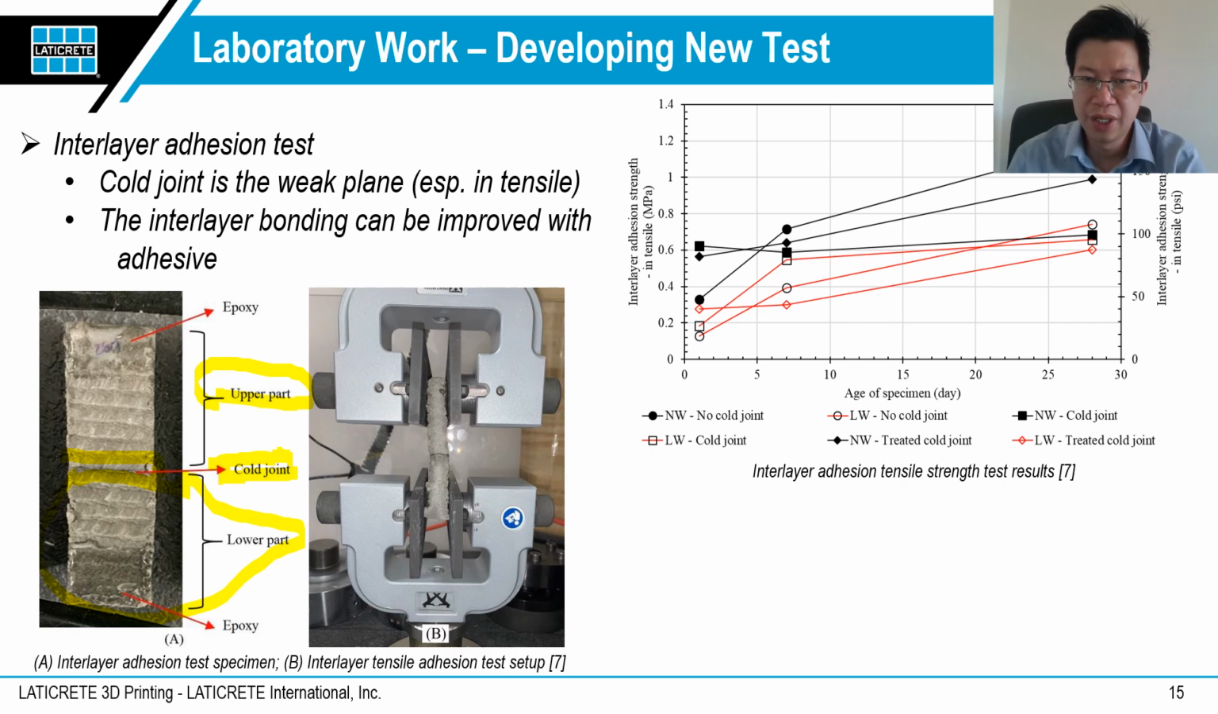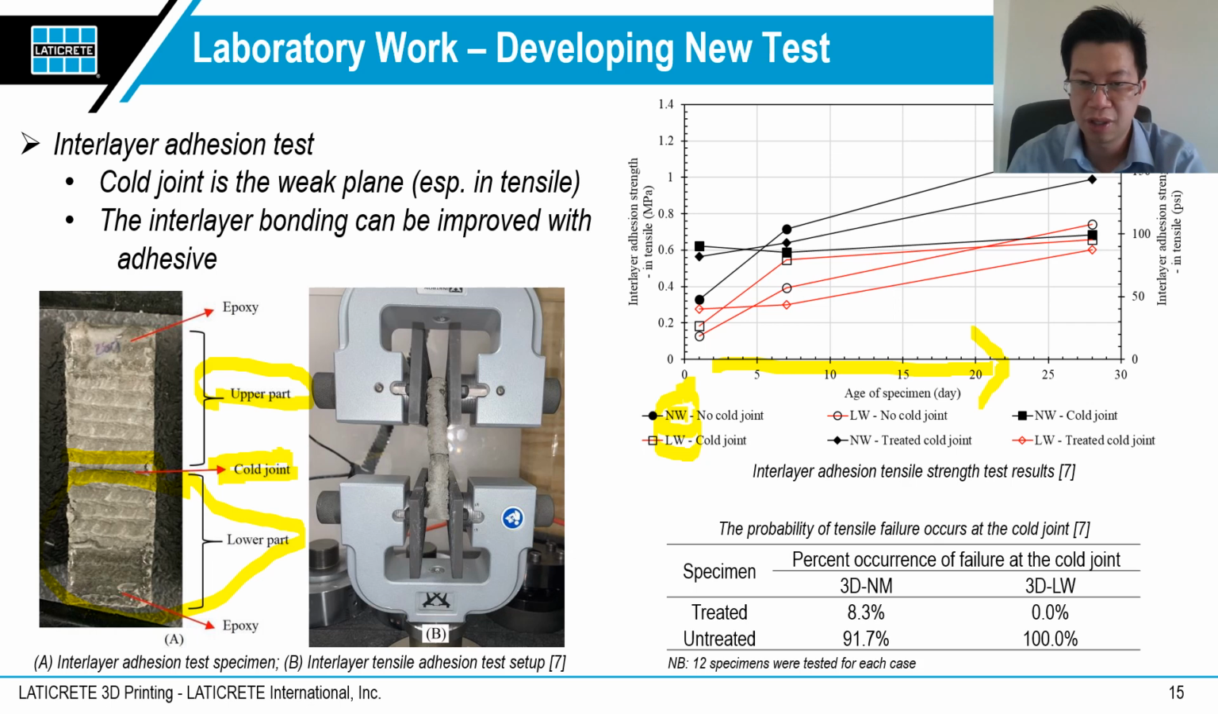So we tested normal weight and also lightweight materials. It can be seen here that the interlayer adhesion strength increases along with the edge of the specimens, and also treating the cold joint reduces the possibility of the structure failing at the cold joint.